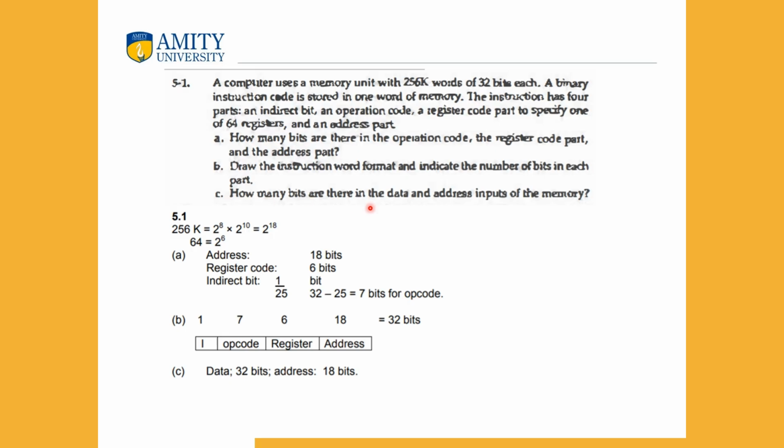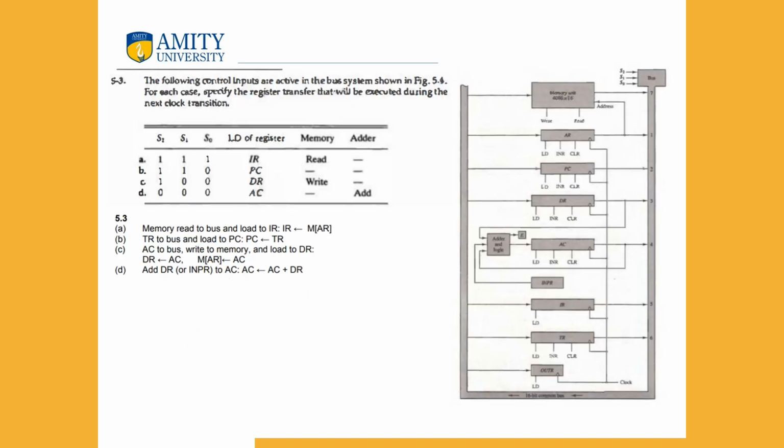Part C says how many bits are there in data and address inputs of the memory. So the data, as we can see from here, the data total is 32 bits, and finally the address is 18 bits. So this question is basically connected to the first part. As long as you can complete the first part, part B and C are pretty easy.